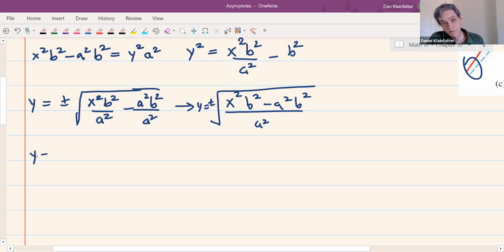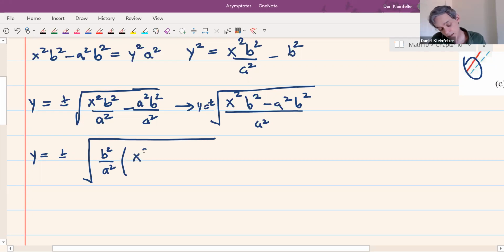Okay, continuing onward, we'll factor the b squared out of the numerator, so we'll have plus or minus the square root of b squared over a squared, and then what's left in the top is x squared minus a squared.